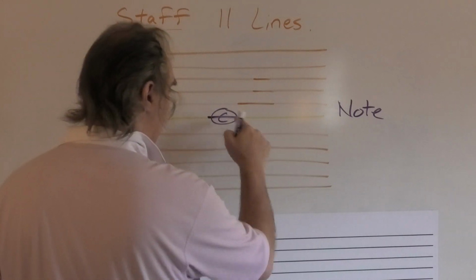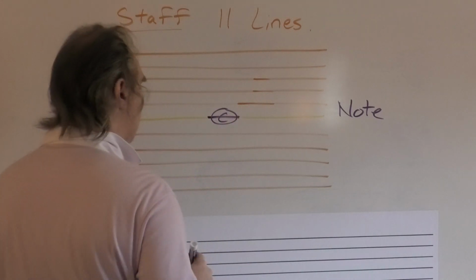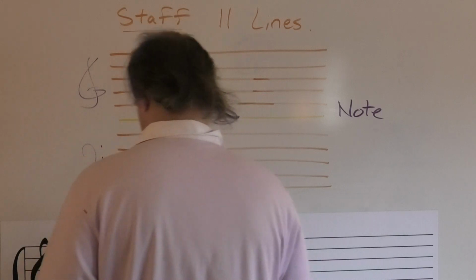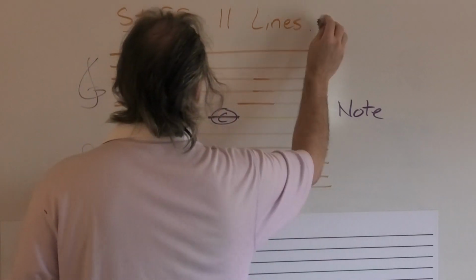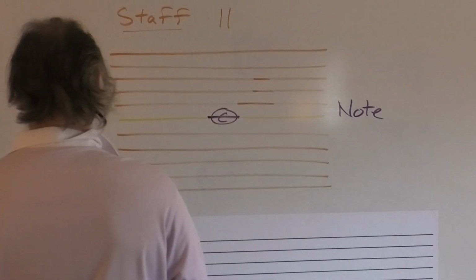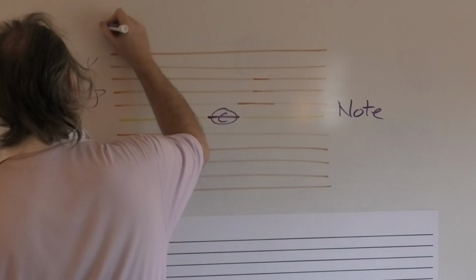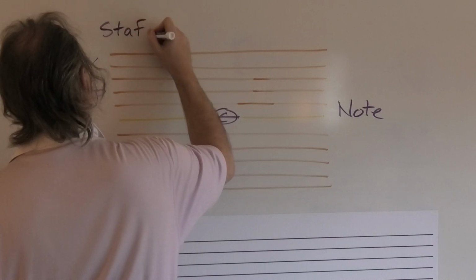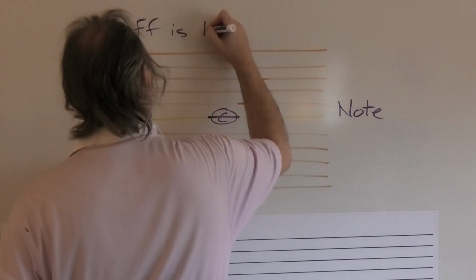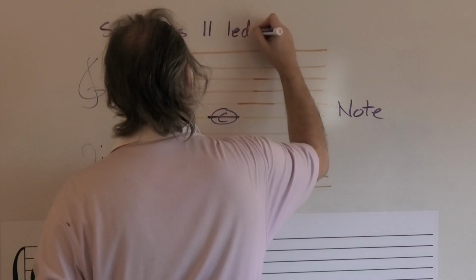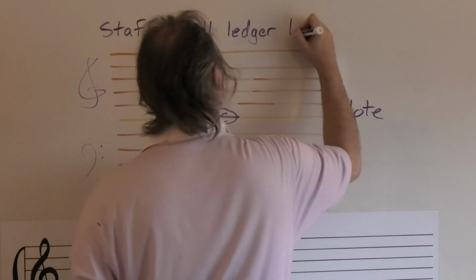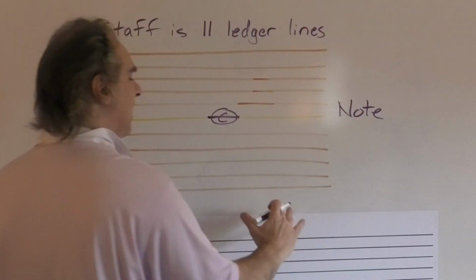So after C, middle C is on the line. It's on the invisible line in the staff. We have to draw the line. And these are called ledger lines. So it's actually, instead of saying 11 lines, we'll say the staff is 11 ledger lines, because we create a ledger.